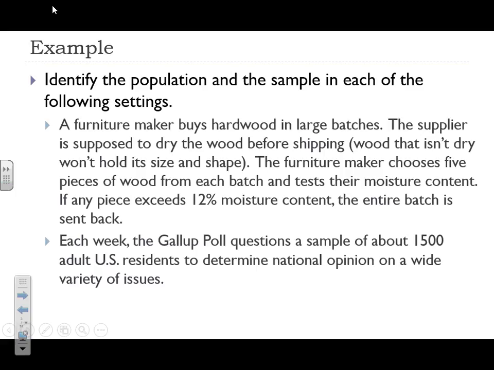So did they identify their population correctly? Did they have the correct sample? Or you guys need to be able to identify, in this given scenario, what was the population of interest, what was the sample? So we have two examples up here on the board.